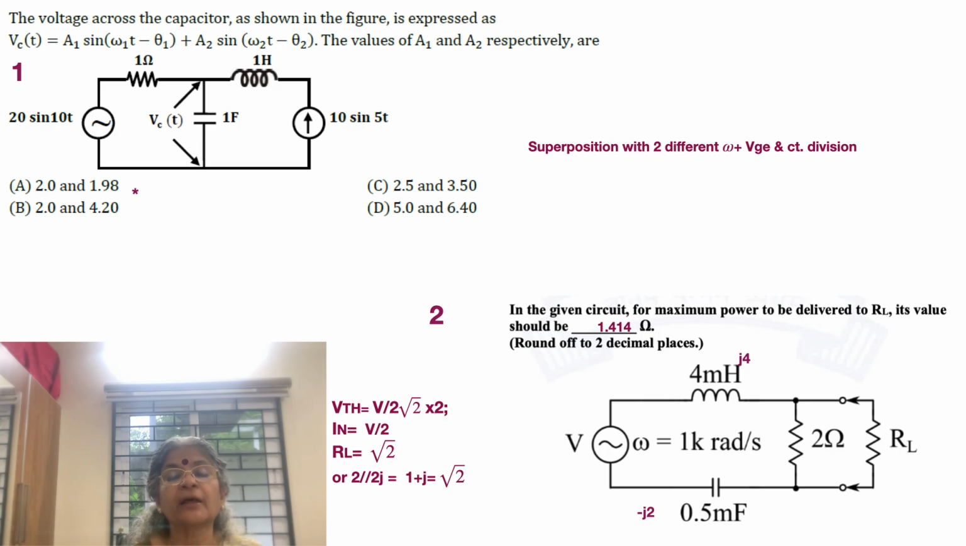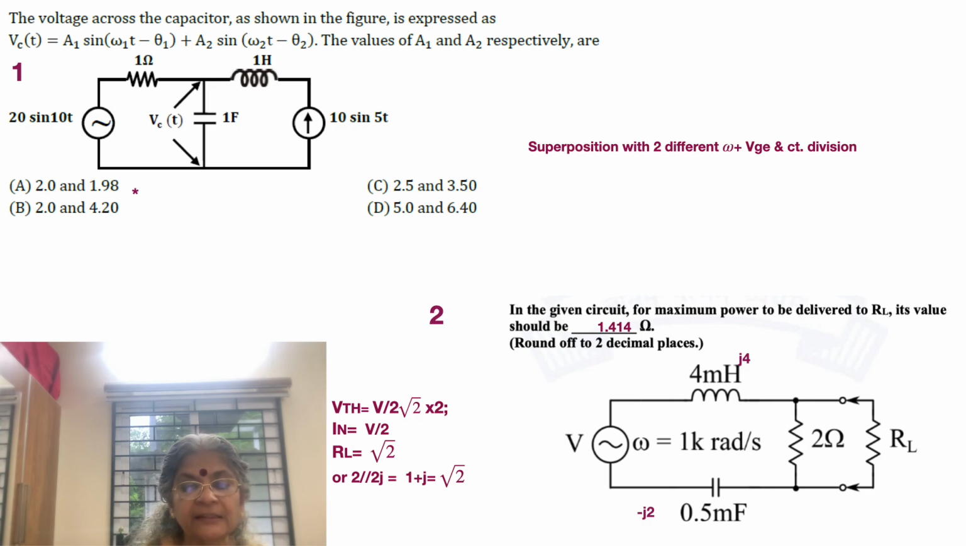Okay, and then we are having a 2 ohm, across which we have the load resistance RL. So what is expected is that, in the given circuit, for maximum power, which means Thevenin's, to be delivered to RL, what is the value of RL? There's absolutely nothing to do. We can simply short circuit the voltage source, and we can parallel the 2 ohm with respect to the overall reactance.